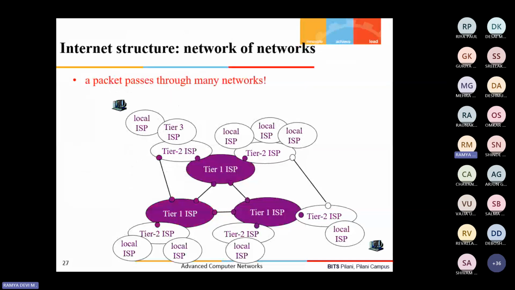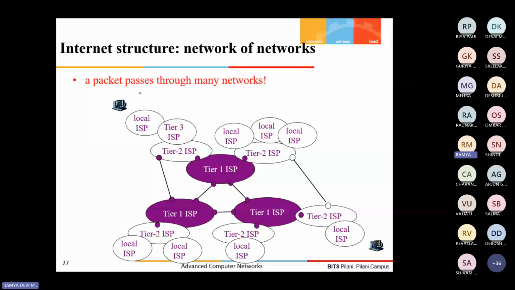So the internet is a network of networks, right? So how is a packet transmitted? A packet is nothing but a small chunk of data. If it is transmitted over the internet, it will not travel through a single network, right? The packet passes through many different types of networks.